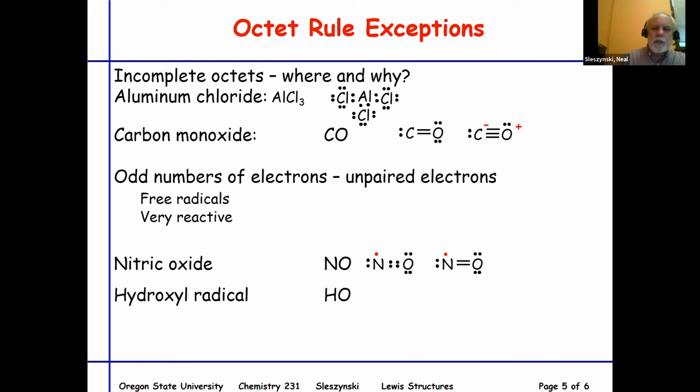Hydroxyl radical, so we're used to seeing hydroxide, OH minus. A hydroxyl radical forms when we've got an oxygen forming a single bond to hydrogen. This oxygen now has an unpaired electron, which makes it very unstable and very reactive.